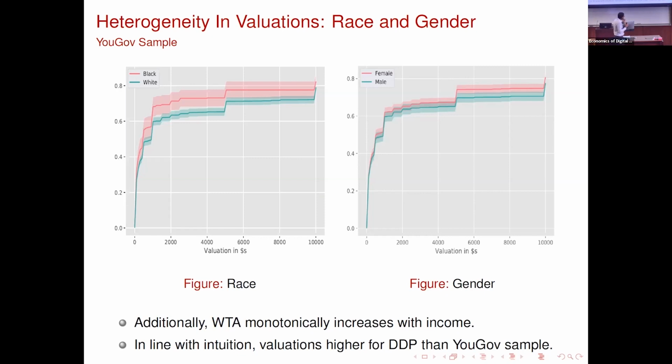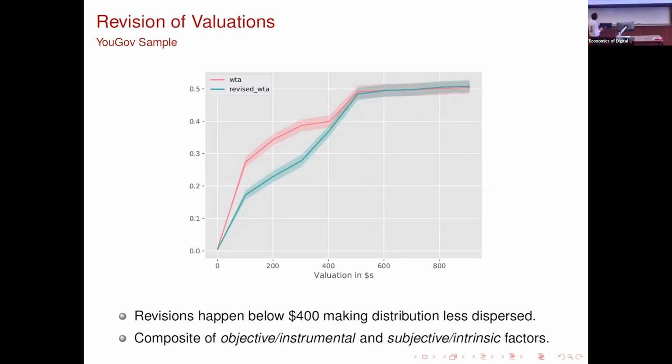And in line with intuition, the more privacy focused sample seems to value their data much more than the nationally representative sample. So these are some of the baseline results. Looking at what happens once we provide them with the information treatment, what happens to their valuations. Yes, we have a question.